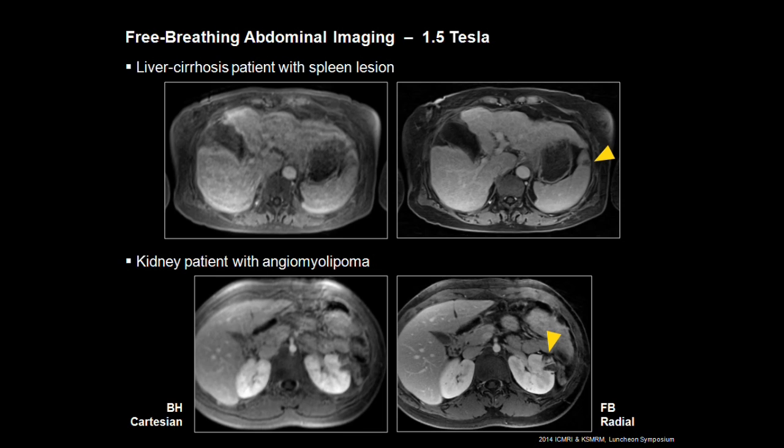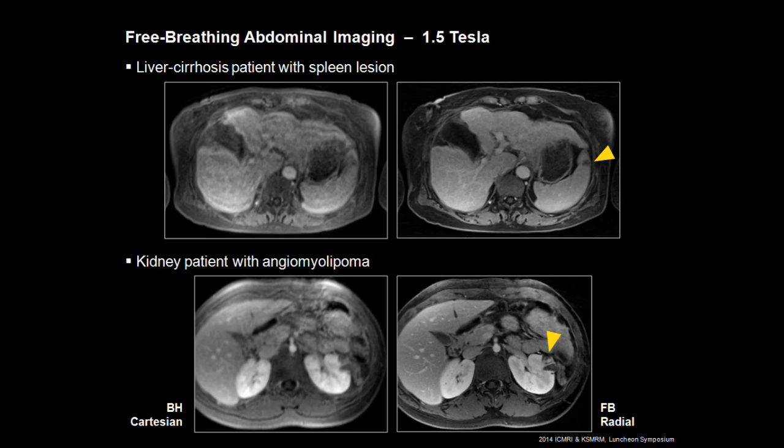So in this case, we get significantly improved image quality. And what's important is that we can now see a lesion in the spleen, which was hardly visible on this attempted breath hold scan. On the bottom, you can see a patient with a tumor in the kidney. And also here, this tumor is much better visible on the StarVIBE free breathing scan because there are fewer respiration artifacts and also the spatial resolution is better.